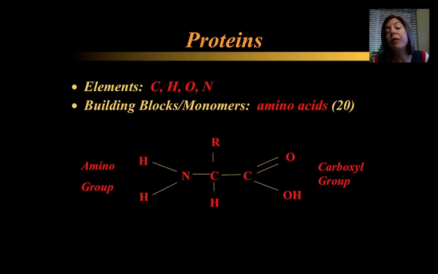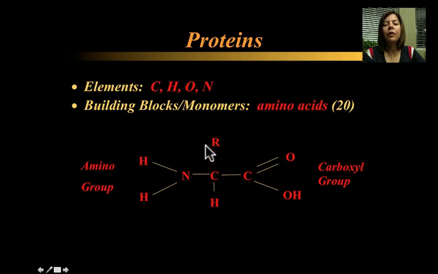Proteins are different from carbohydrates and lipids in that they have nitrogen. So proteins, the elements are carbon, hydrogen, oxygen, and nitrogen. The building blocks are amino acids, and there's 20 different types of amino acids. And if you look right here at this R group, this R group doesn't stand for radon or anything like that. What it is, it's simply a variable, and this can be one of 20 different things, and that determines which type of amino acid it is. This area right here is called the amino group, the NH2 group, and then this part is called the carboxyl group. And this structure is the general structure for an amino acid.